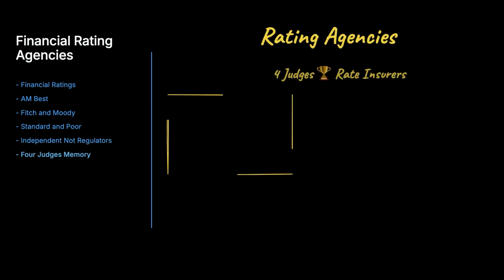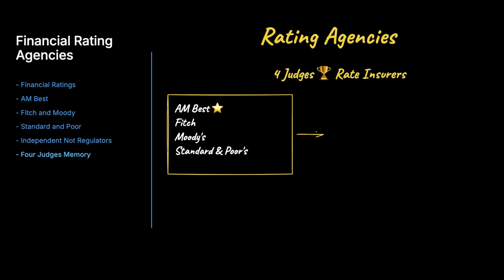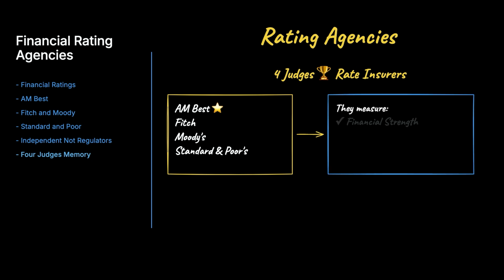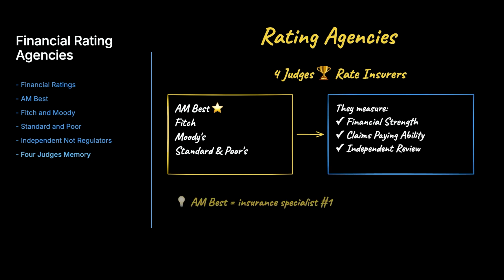To lock this in, try a simple hook. Picture 4 judges scoring one insurer on financial health, and their names give a quick list: Best, Fitch, Moody's, and Standard & Poor's. Remember, AM Best is the one most devoted to insurance. Independent, financial strength, claims paying ability, those 3 phrases answer most rating questions.